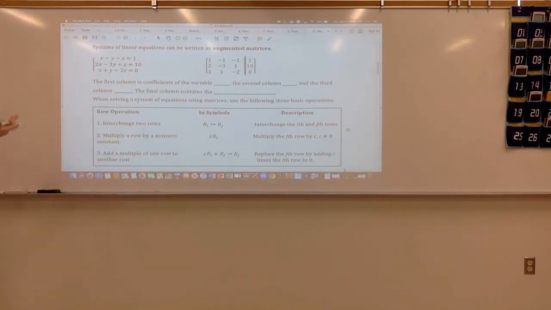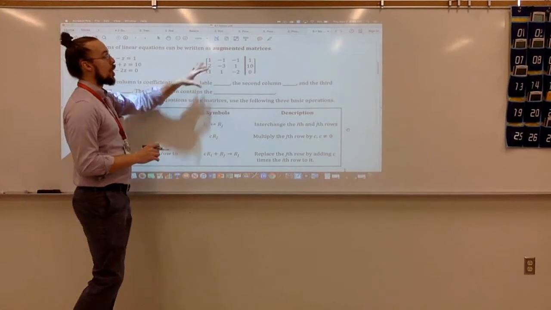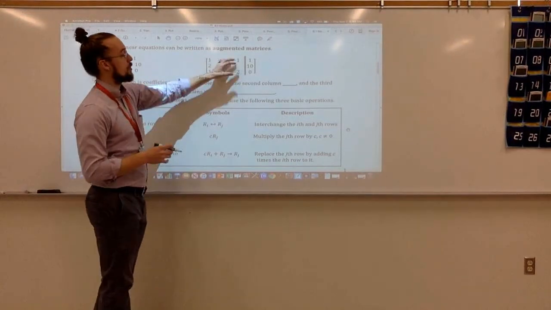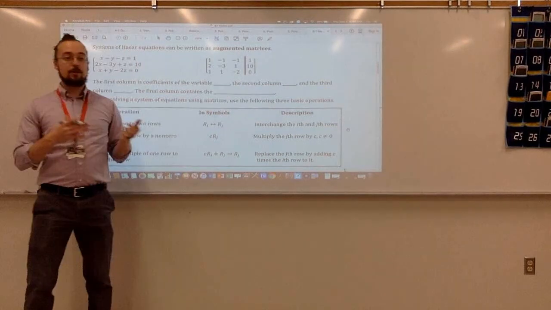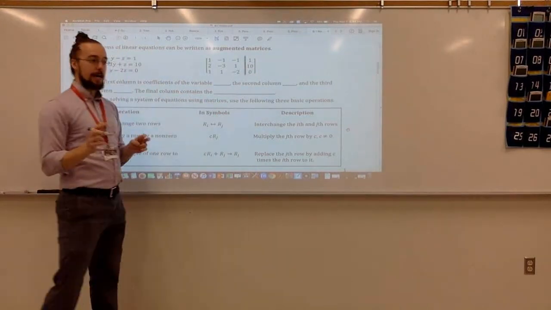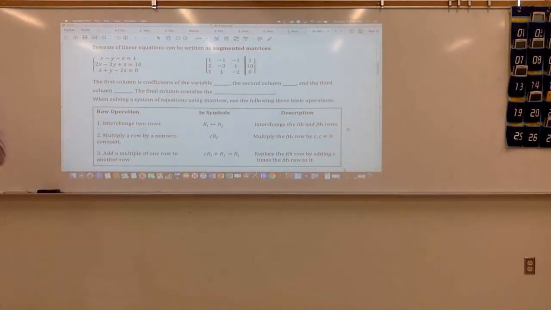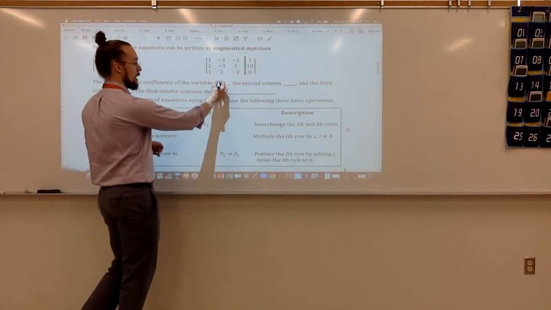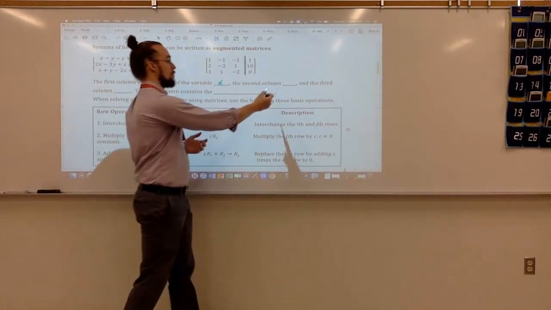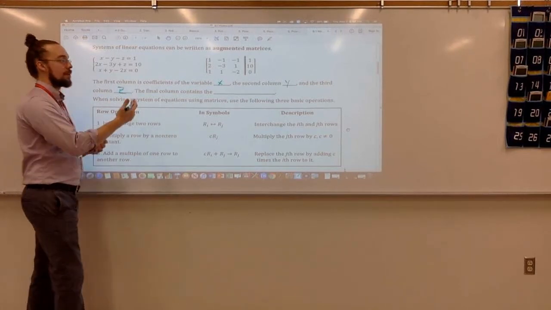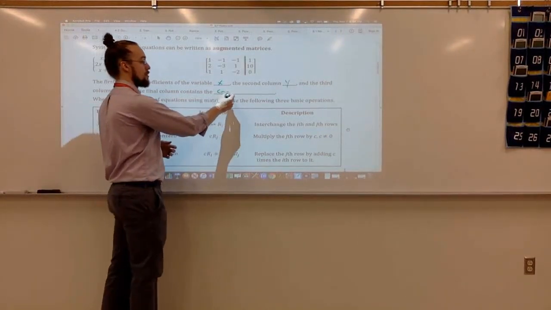Then I just take all of the coefficients and write them in an augmented matrix like this, where I put all of the coefficients of the variables in a 3x3 matrix, and then we just draw a line. This line acts as the equal sign, and we put all of our constants on the right side of that line. The first column is the coefficients of x, the second column the coefficients of y, the third column the coefficients of z, and the final column contains the constants.